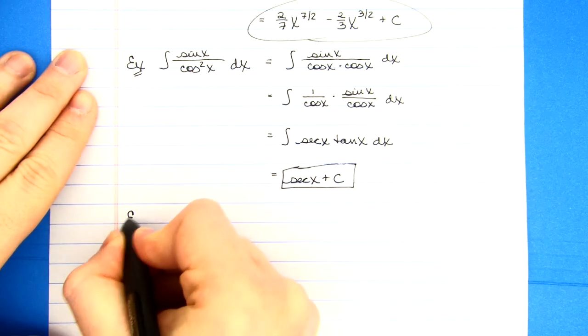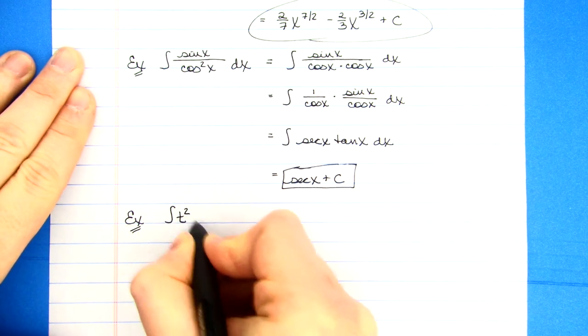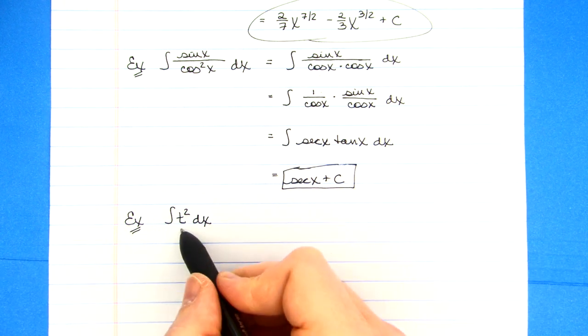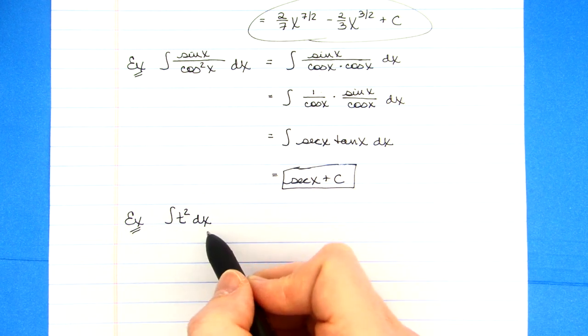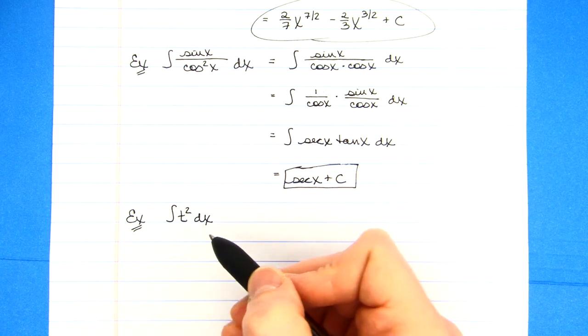Next, the integral of t squared dx. Well, the t and the x, this is an issue. If this was the integral of t squared dt, you'd be just fine with that. But it's t squared dx.